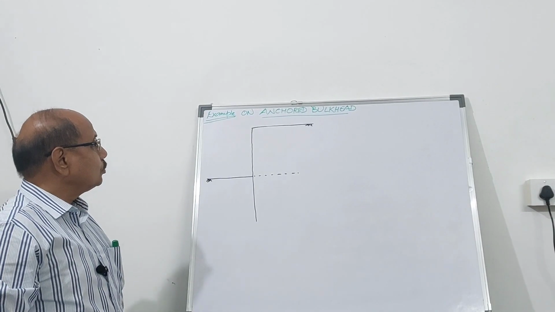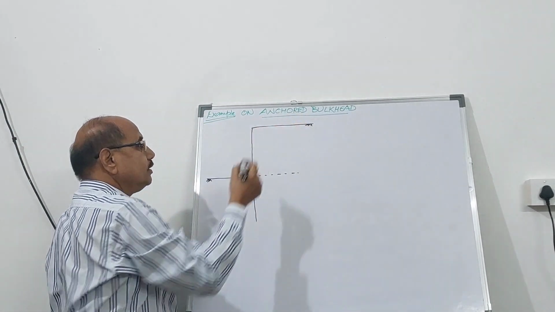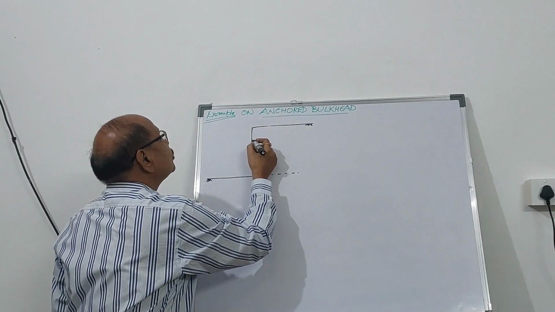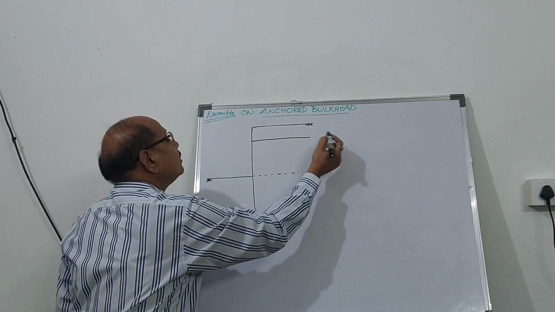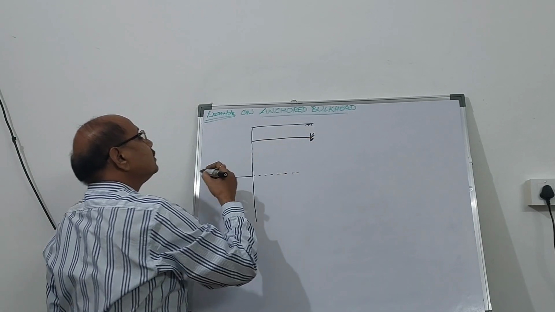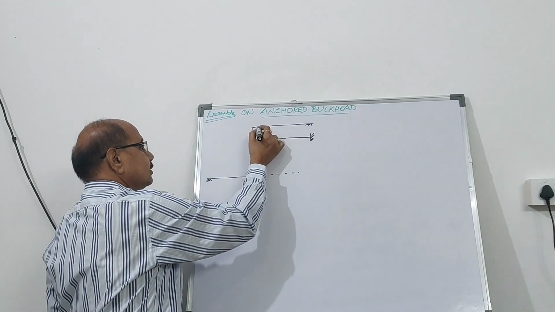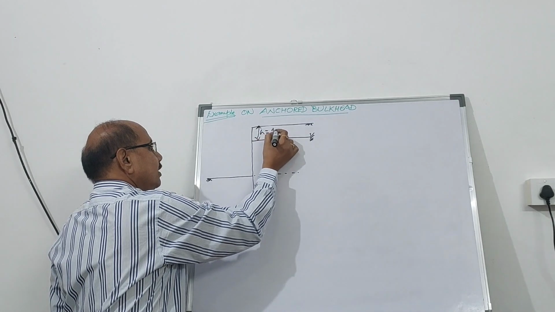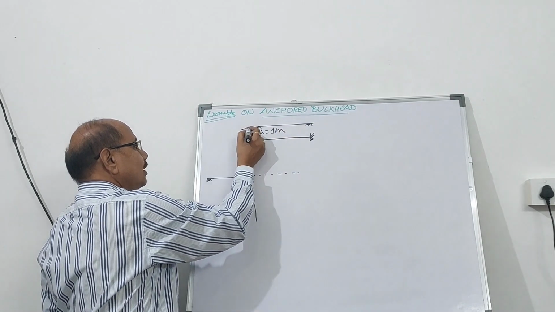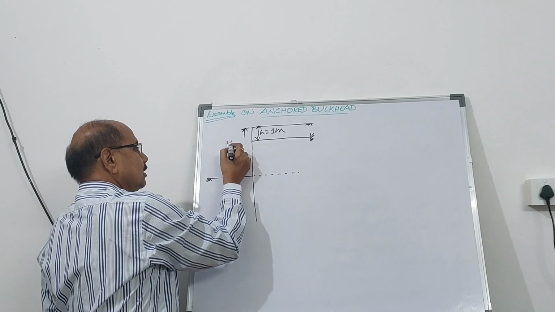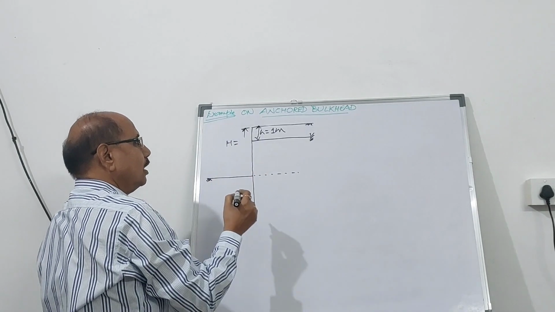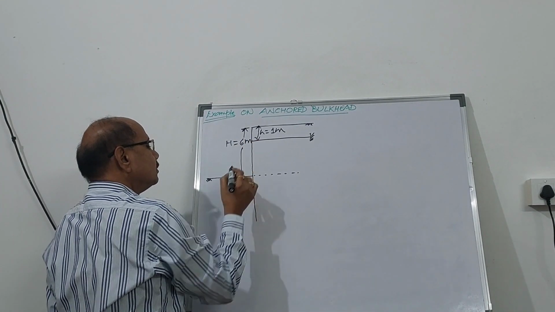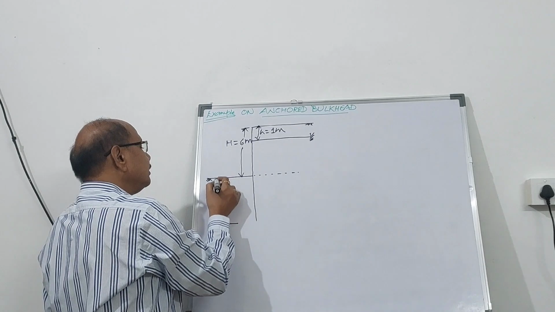Hello friends, today we are going to have an example on anchored bulkhead. So you have this anchored sheet pile having the anchor rod at a depth of 1 meter from the top, and the total height of this sheet pile is 6 meter, and this is the depth of embedment.